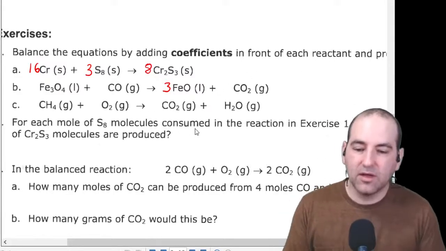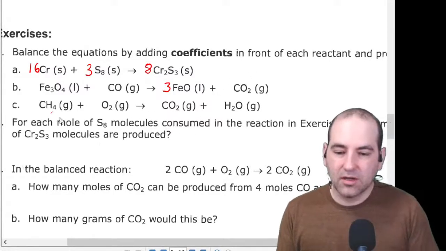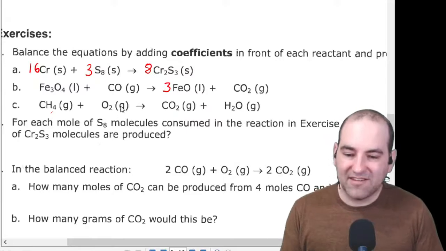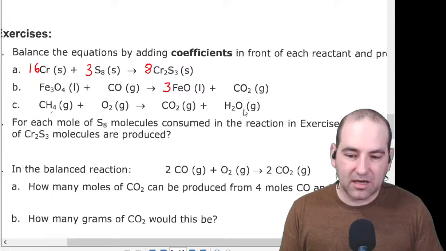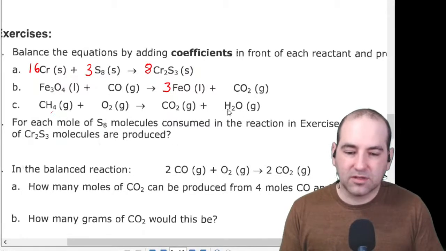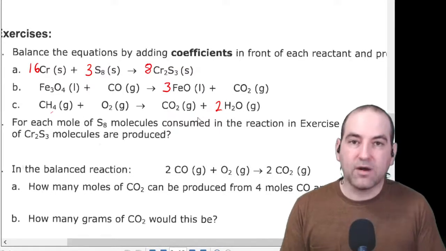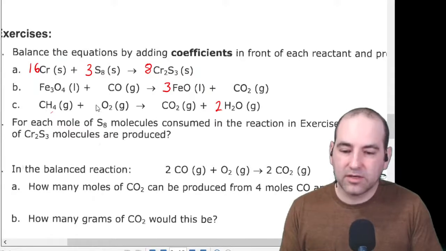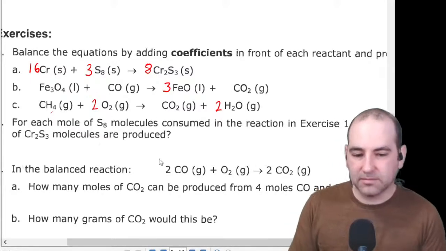And then the last one, this methane combustion. Again, I'm going to save my oxygen to the end because already I can see it might get a little weird, but I've got 4 hydrogens on the left and 2 on the right. I can put a 2 here and then end up balancing those. And then I've got 4 oxygens on the right, so I need a 2 here to balance those out.